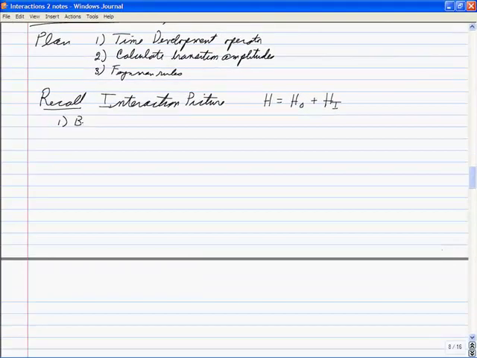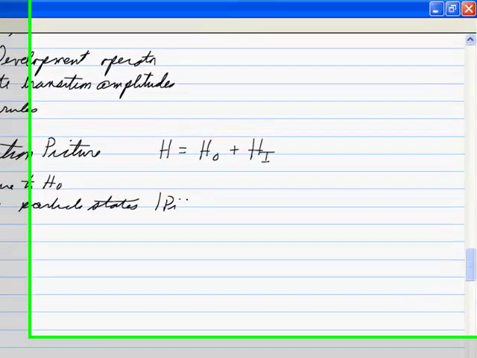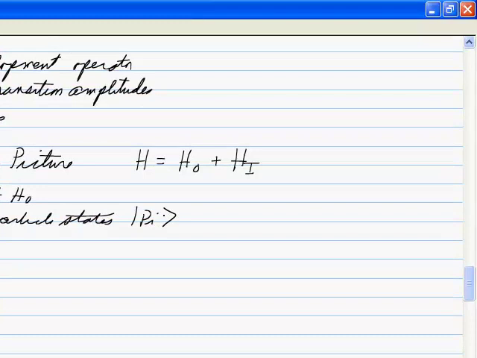We take our basis states due to H zero, okay? And so for us, this is the particle states, the momentum states that we have. So H zero for us will be something like the Klein-Gordon field Lagrangian, or the photon field Lagrangian, but without interactions. So the interactions are going to be treated separately. Okay?